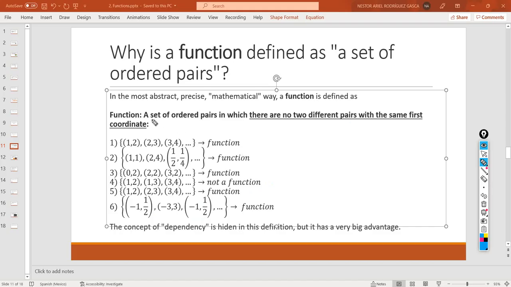Now, in this definition, guys, which I tell you is the most abstract and the most precise, the most mathematical in a sense, the concept of dependency is hidden, as you can see. If I give you this definition, there is no real understanding of what a function is in human terms. There is no concept of dependency, no input, no output, no cause and effect, all the things that we've been talking about. And that's true. The concept of dependency is hidden in this definition, but it has a very big advantage. Let me tell you what that advantage is.